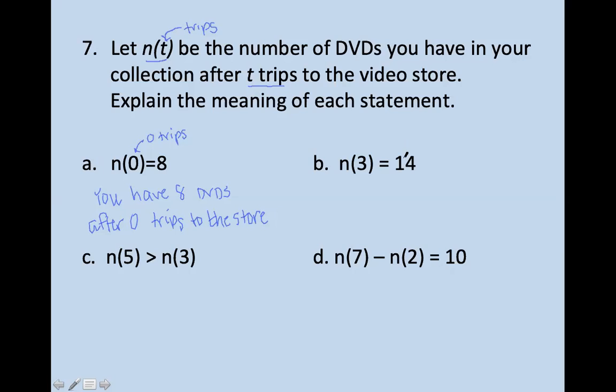So in other words, before you even make a trip to the video store, you already have 8 DVDs. All right, so using that information, if I look at this, I have a 3 this time. So this time we'd have, after 3 trips to the video store, you have 14 DVDs.